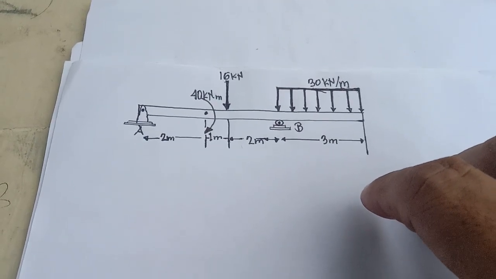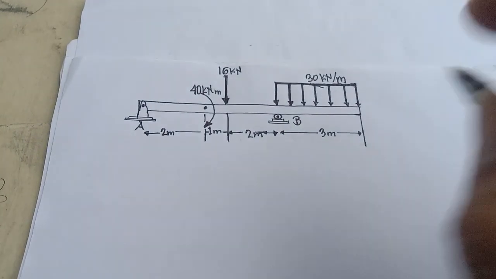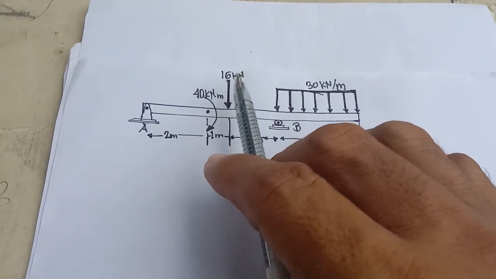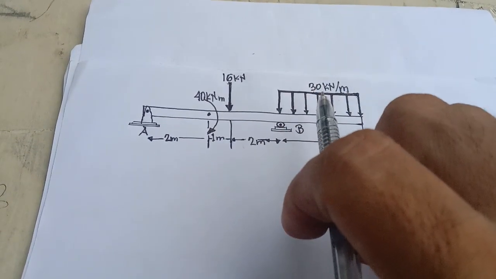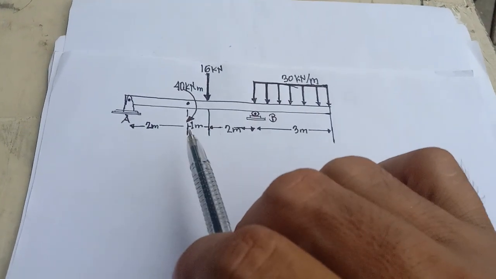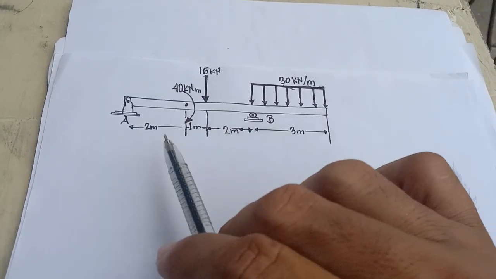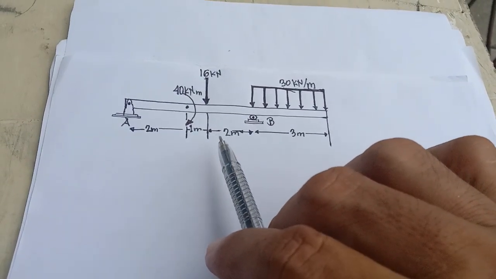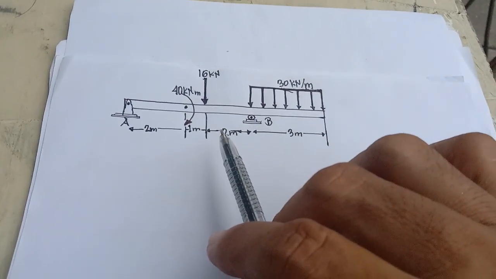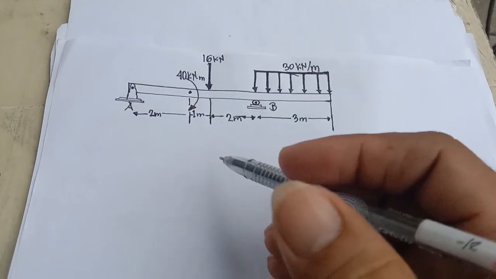Calculate beam reaction. UDL 40 kilonewton meters, point load 16 kilonewton, moment 30 kilonewton meters. The distance between A and B is 5 meters. Then, solve static equilibrium.